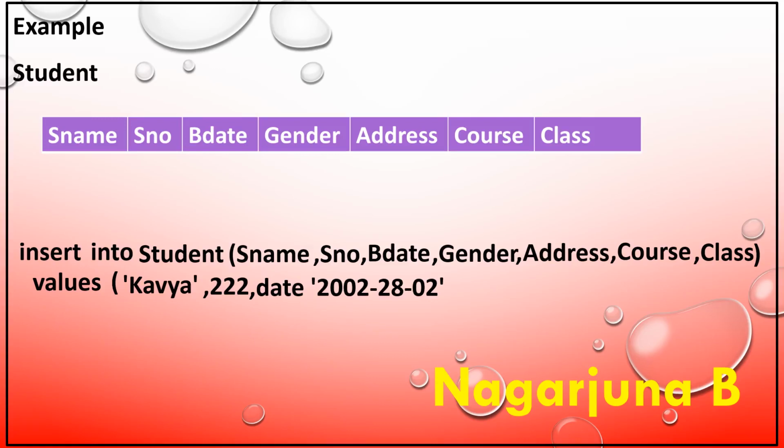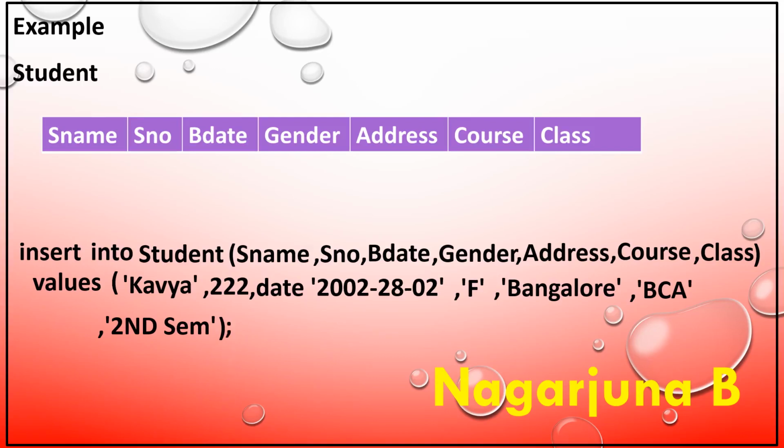Then after that, gender, comma, within single quotes, F. Then address, comma, within single quotes, Bangalore. The next, course, comma, within single quotes, BCA. The next, class, comma, within single quotes, second sem. So now we have specified the literal values for each of the attributes in the same order as the attribute list. After that, close the bracket. Then after that, write the semicolon.